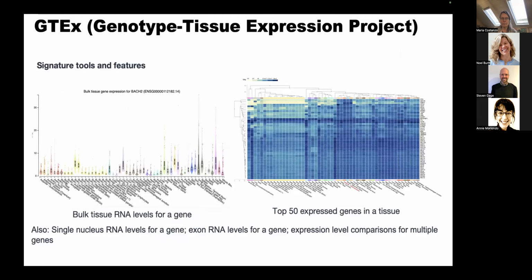So they have many beautiful visualizations. Noelle already showed you this one on the left with bulk tissue levels. They also have a really nice one where you can enter a tissue and then get the top 50 expressed genes in that tissue. And not only that, but see the expression levels of those genes in other tissues. So you can see whether they have tissue-specific expression or not. They also have nice visualizations that show RNA levels for a gene in single nucleus experiments. You can also look at expression per exon, not only per gene, and you can enter a set of genes and compare their expression levels.